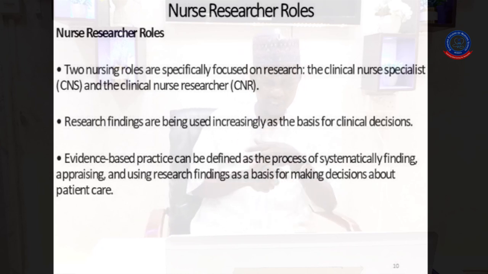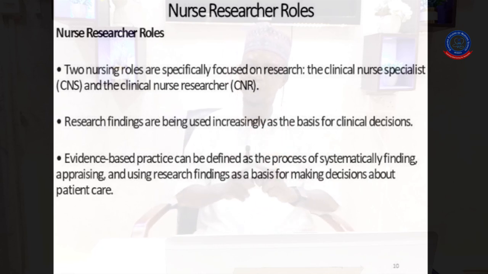Research findings are being used increasingly as the basis for clinical decisions. It's through research that you'll be able to decide, okay, this drug should go with this ailment, this should go with this. That is the only way that research funding is being put to use. Evidence-based practice can be defined as the process of systematically finding, appraising, and using research findings as the basis for making decisions about patient care.